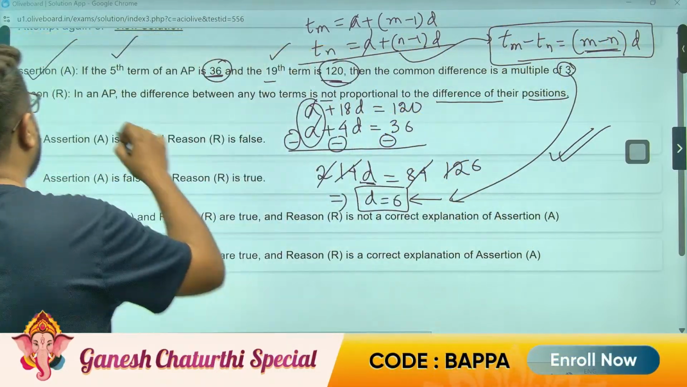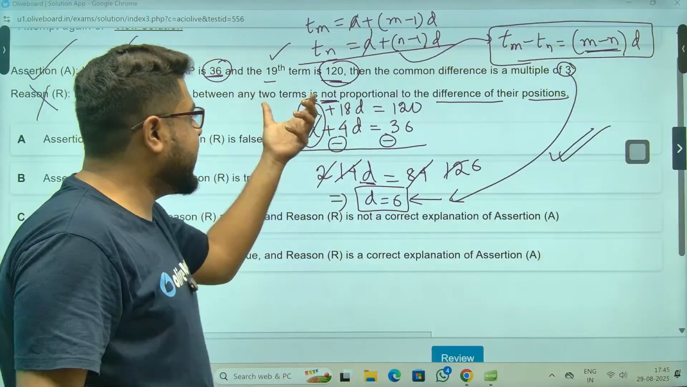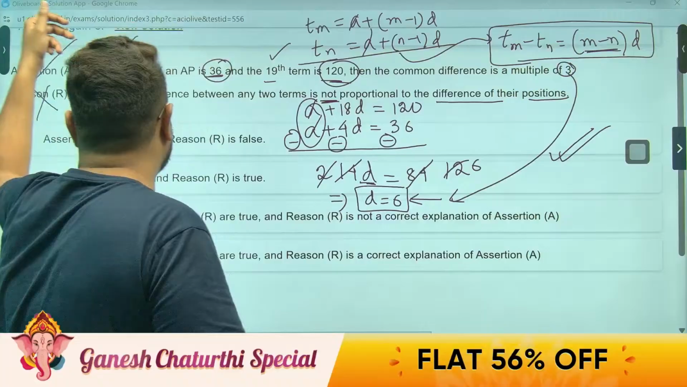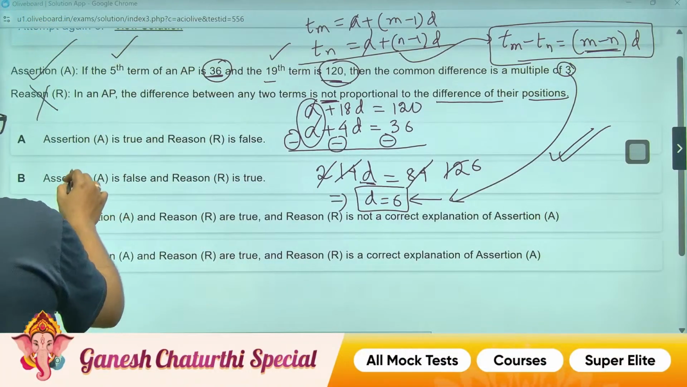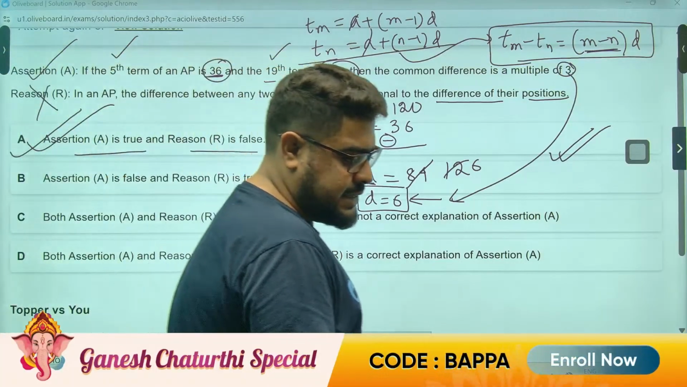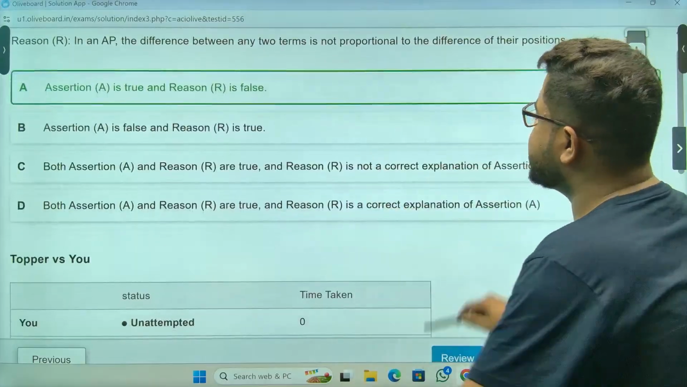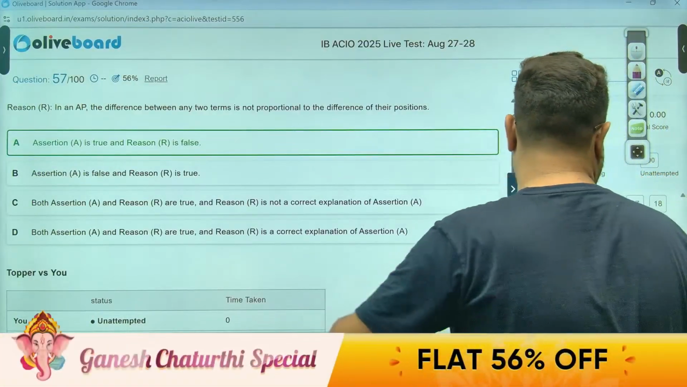So again, this is not correct. It is saying not proportional. If it had said it is proportional, then it was correct. So assertion is correct, reasoning is wrong, sir. Assertion is true, reason is false. Option A is the answer, sir. That is your answer, sir. Sir, assertion is definitely correct, reason is definitely false. There is some extra 'not' there.